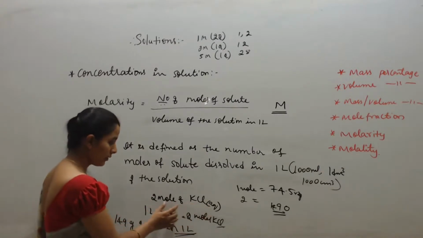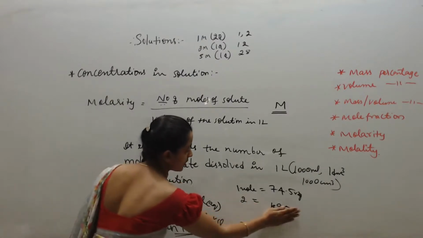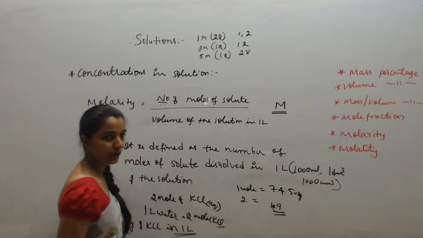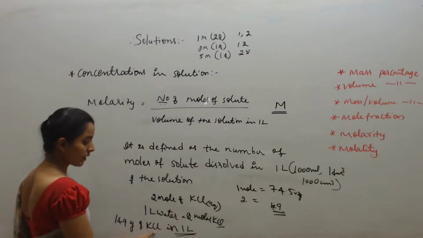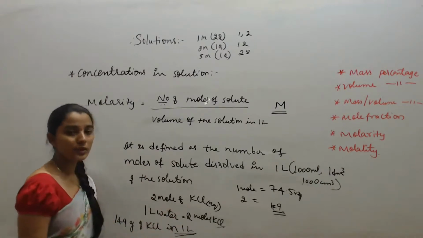The molarity. Number of moles of the solute present in 1 liter of the solution. If I am giving this example, 2 mole of KCl, so 2 mole of KCl means this much gram, 149 gram. If 149 gram of KCl is dissolved in 1 liter, that gives what? 2 mole of the solution.